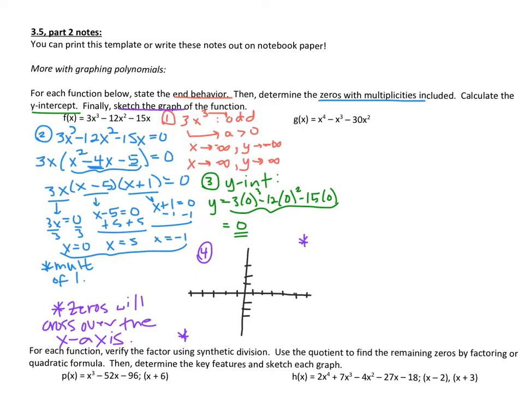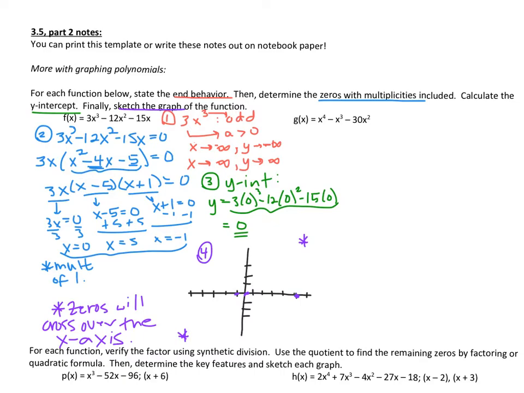Our zeros themselves, we know we have a 0 right at 0. We have a 0 at 5. I'm going to count over 1, 2, 3, 4, 5 on the right. And then at negative 1 on the left. Our y-intercept was also 0. So just make sure we are clear on that right in the middle.